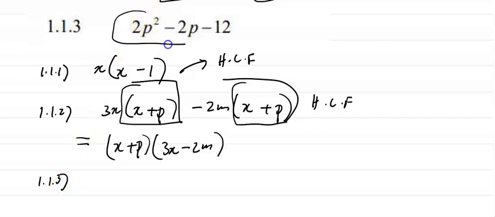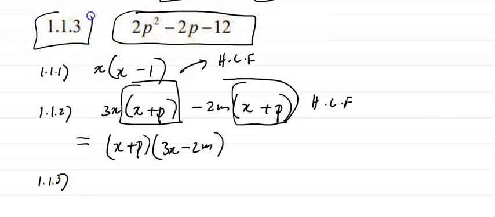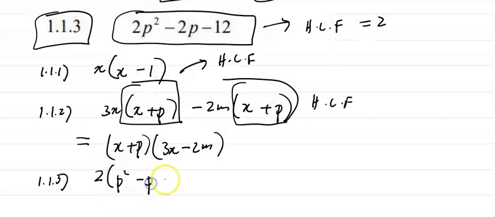1.1.3. 2p squared minus 2p minus 12. Right? Always look to remove the highest common factor first. What's the HCF here? The highest common factor is 2. You can take out 2 as a common factor, and what you'll be left with is p squared minus p minus 6. Double check: 2 times p squared is 2p squared, 2 times minus p is minus 2p, 2 times minus 6 is minus 12.